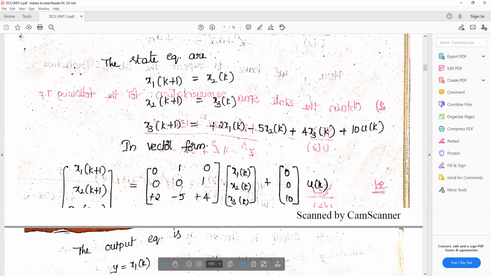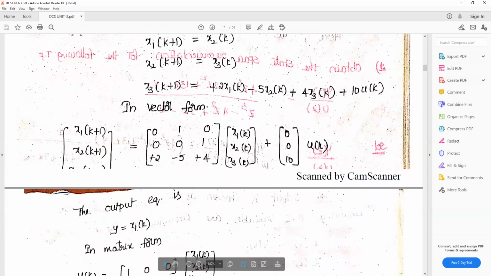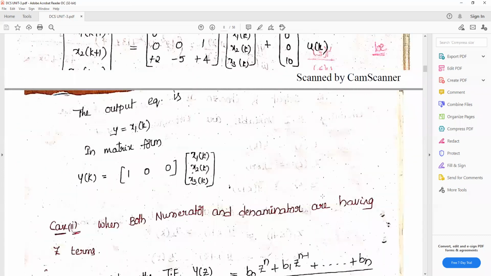And the output equation is, y is equal to only x1 of k. In matrix form, y of k is equal to 1, 0, 0 times x1 of k, x2 of k, x3 of k. So the input is given to only x3, with 10 or 5 or any number.